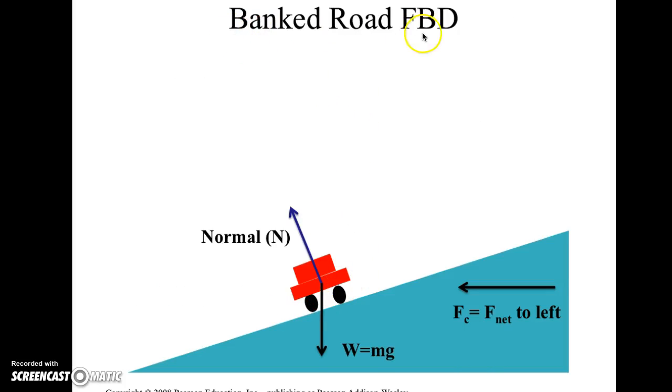So here's an example. I've got a banked road free body diagram. So here's my car on the incline. I'm looking essentially at the back end of the car, so it's moving into the slide as it goes around this circular track. So I have the weight pulling straight down, I have the normal force perpendicular to the surface. And what I'm interested in is what is the force that's pointing to the center of the circle, because that will be my centripetal force.